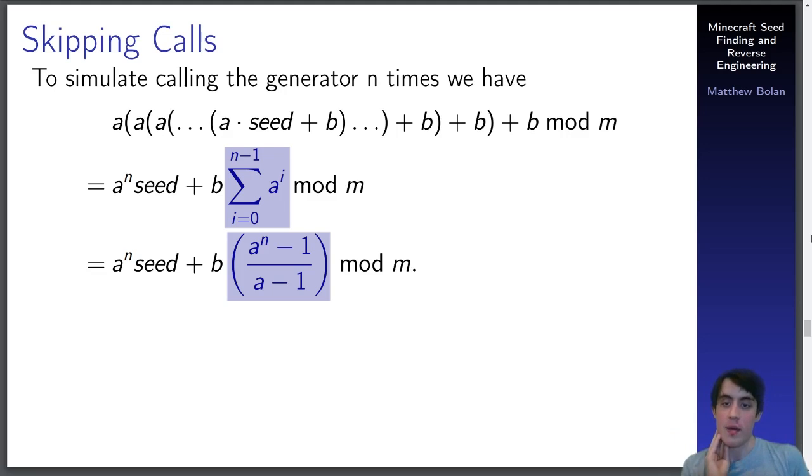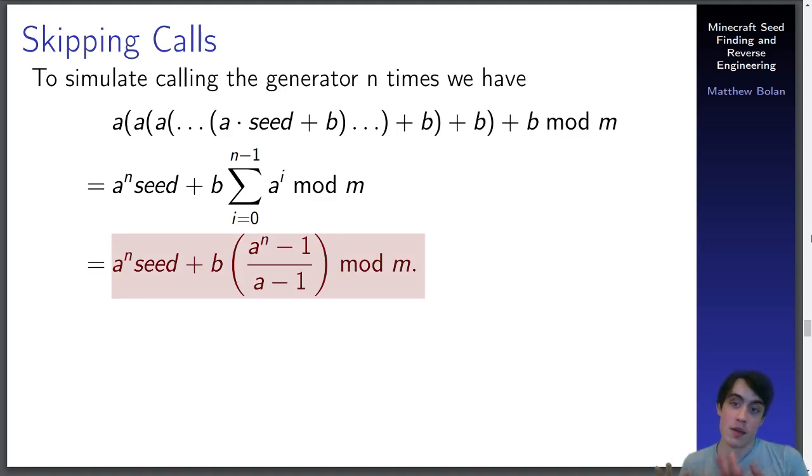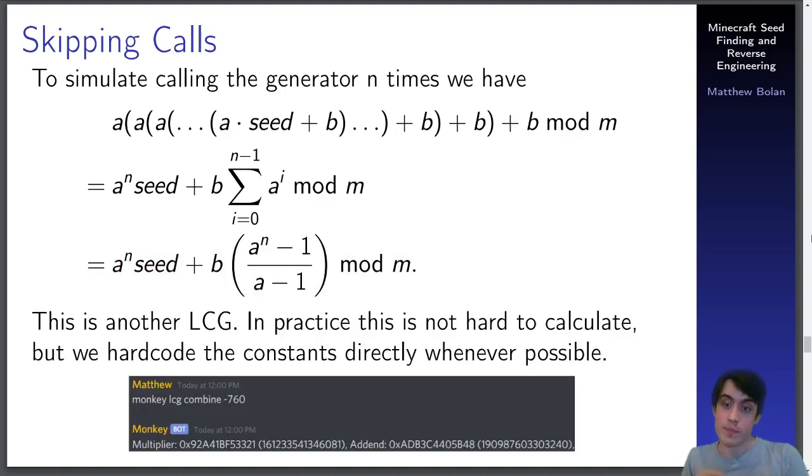So a to the n minus 1 divided by a minus 1 is just 1 plus a plus a squared plus a to the 3rd plus a to the 4th, all the way up to a to the n minus 1. And we do indeed get our formula for skipping n calls. So if we have an LCG and we want to know the seed n calls in the future, but we don't want to have to operate n calls of the LCG, we can multiply our seed by a to the n. We can add b times a to the n minus 1 over a minus 1, and then we can take the remainder modulo m.